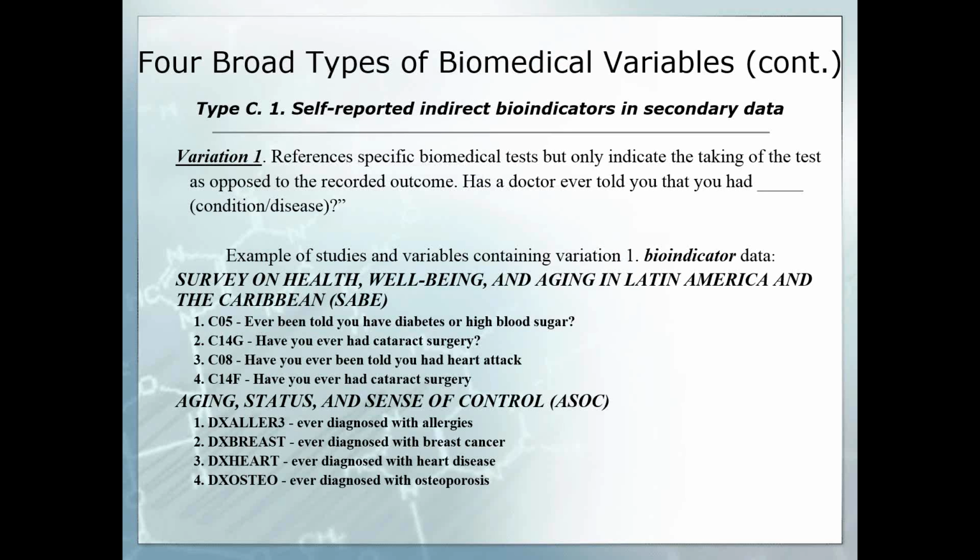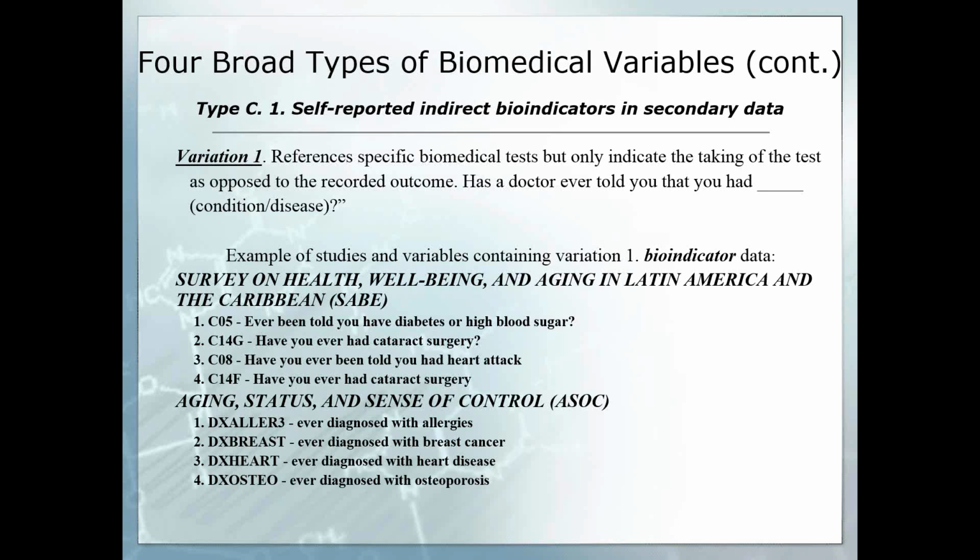Variation 1 is a reference to specific biomedical tests, but only indicates the taking of the test as opposed to the recorded outcome. For example, has the doctor ever told you that you have a condition or disease? We have an endless variety of these kinds of measures within ICPSR collections. The SABE study of elderly in the Caribbean, for example. Have you ever been told you have diabetes or high blood sugar? Have you ever had cataract surgery? Similarly, the aging status and sense of control study. Ever diagnosed with allergies?